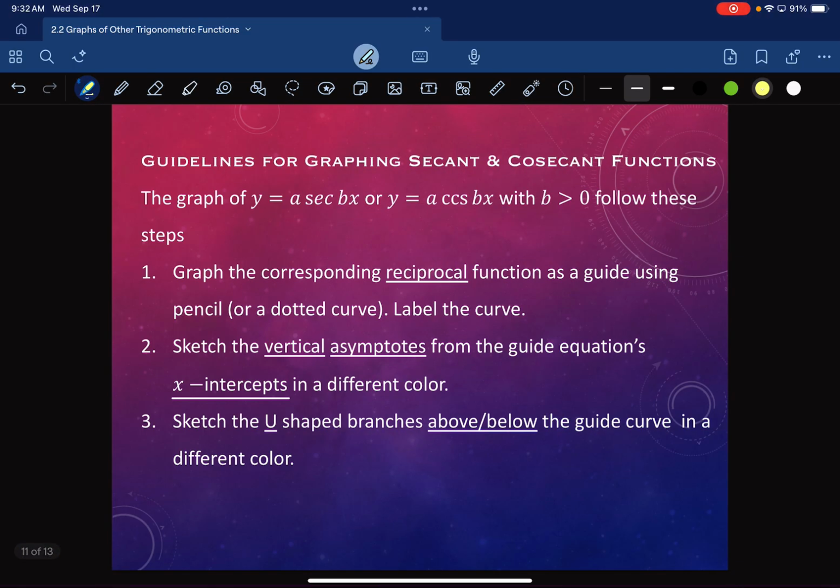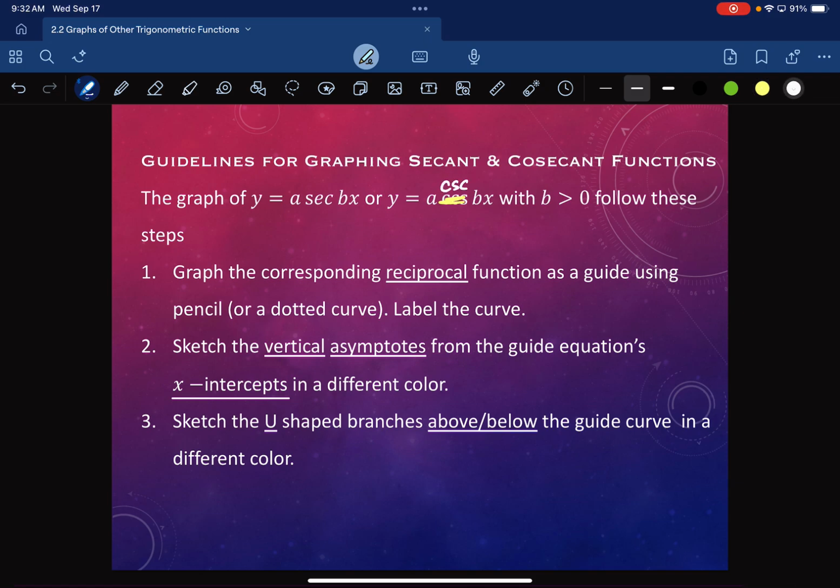So here's our guidelines for graphing. Graphing our secant and our cosecant functions, the graphs of y equals a secant bx or y equals a cosecant, that's a typo, that should say cosecant.